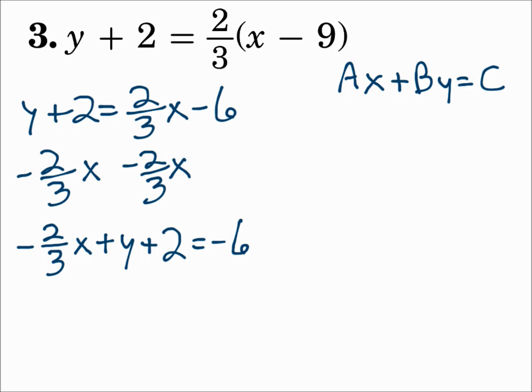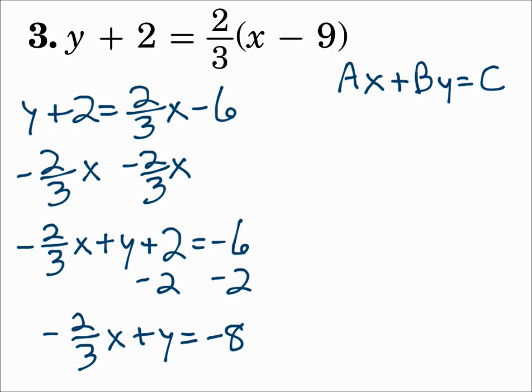Now the x's are in the right place, the y's are in the right place, but the constants are not all together. That 2 needs to move to the right. It's being added, so do the opposite and subtract it from both sides. -6 minus 2 is -8. Everything's in the right place now. A is -2/3, B is 1 for 1y, and C is -8.